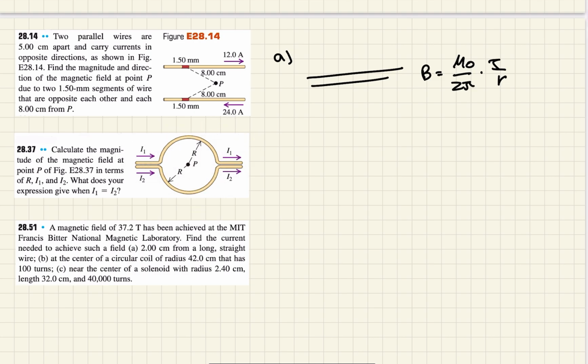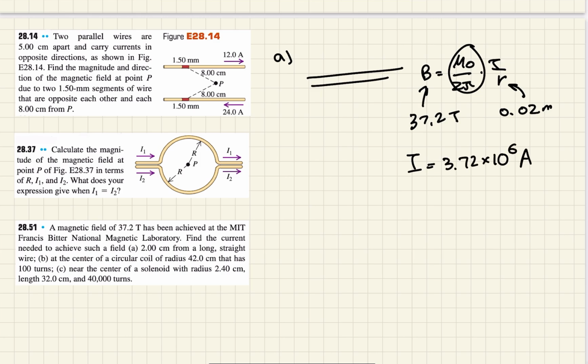Also, let me erase that. Okay, where was I? Oh yeah, you use this formula. Mu naught is 4 pi times 10 to the negative 7. Oh, we're trying to find the current. Radius is 2 centimeters, so that's going to be 0.02 meters. And this is 37.2 Teslas. So you just move everything to one side. You're going to get current is equal to 37.2 times 0.02 divided by 2 times 10 to the negative 7. Divide by that, and you're going to get a current of 3.72 times 10 to the power of 6 amps as your answer.